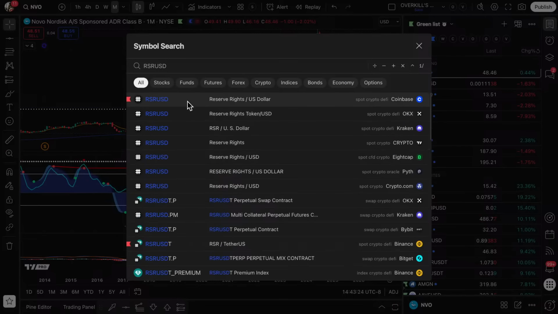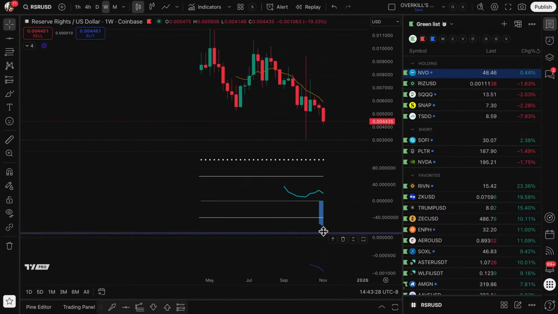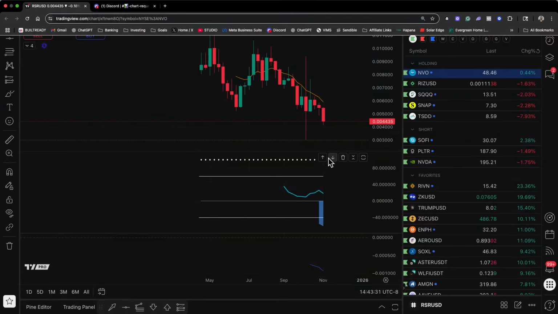RSR, I got stopped out of this one. Looking at the weekly here. Look for the weekly dot on RSR.